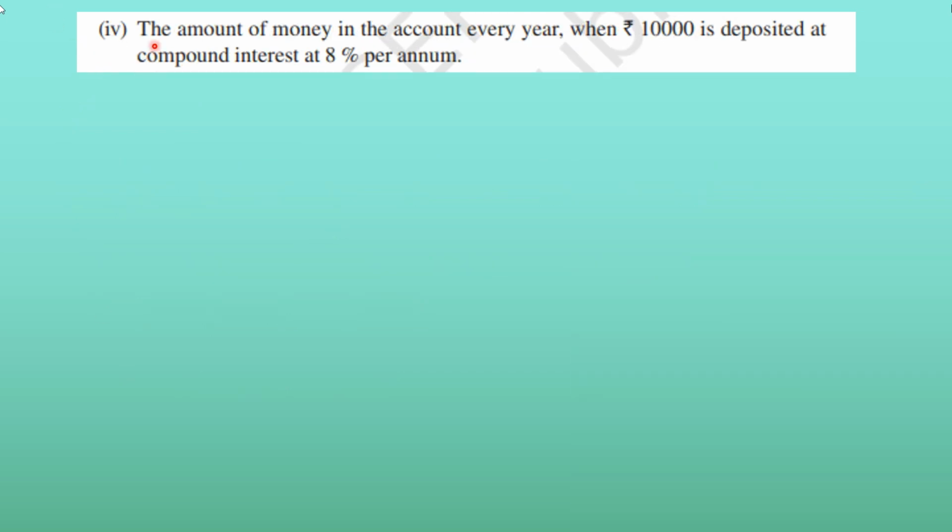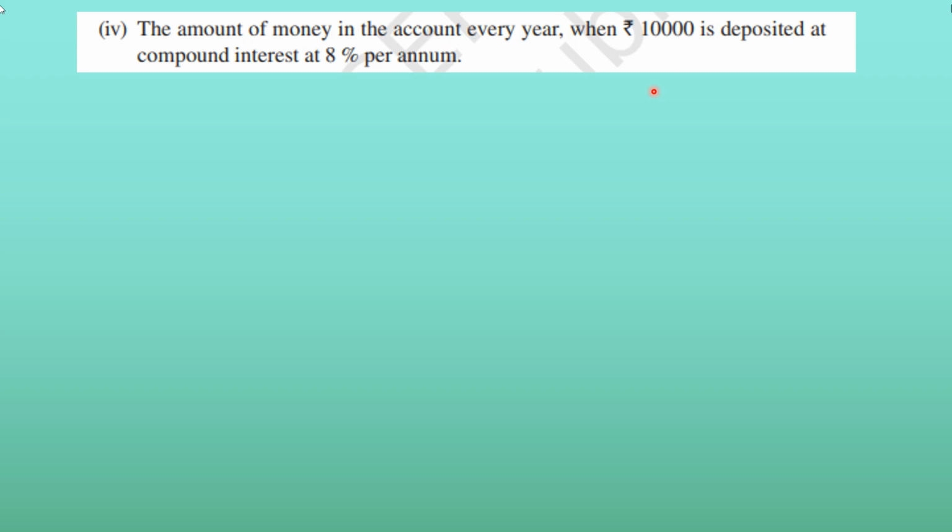Okay, so here is question number 4. I'll just read out the question statement for you. The amount of money in the account every year when 10,000 is deposited at compound interest of 8% per annum. Okay, so what is the situation? You deposited 10,000 in the bank account at compound interest, and the rate of interest is 8% per annum.